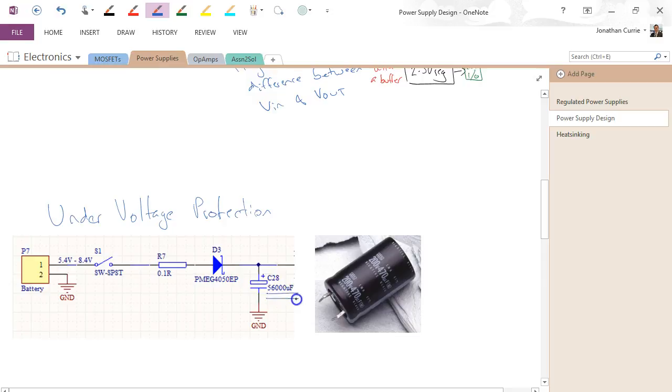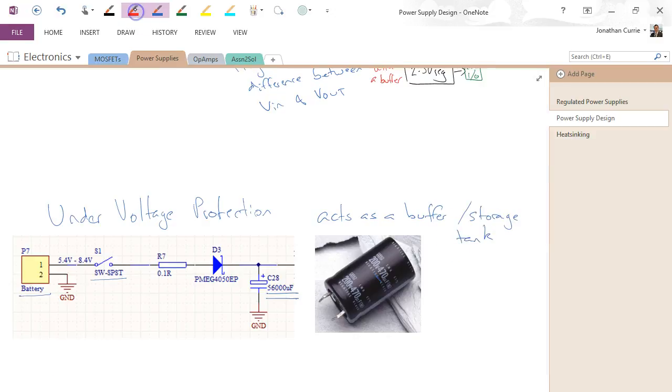What you see here is a very large capacitor, 56,000 microfarads, and it might look something like this. Obviously that's a 470, but something really large like that. So what you have in parallel with the battery and a switch is a very large capacitor, and that acts as basically a buffer or a storage tank.